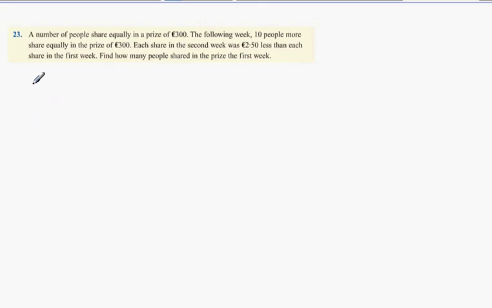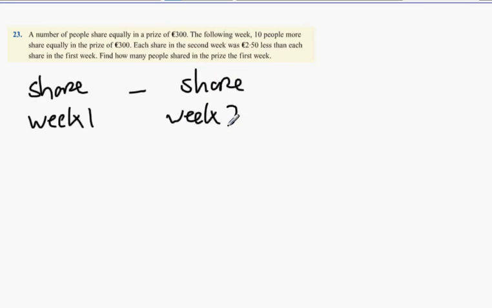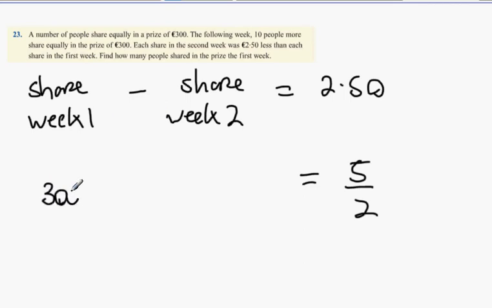Okay, so share for the first week: share in week 1 minus share in week 2, because the share in week 2 is smaller, equals €2.50. Please remember that €2.50 is rewritten as 5/2, because we usually do fractions in these algebra fractions questions.